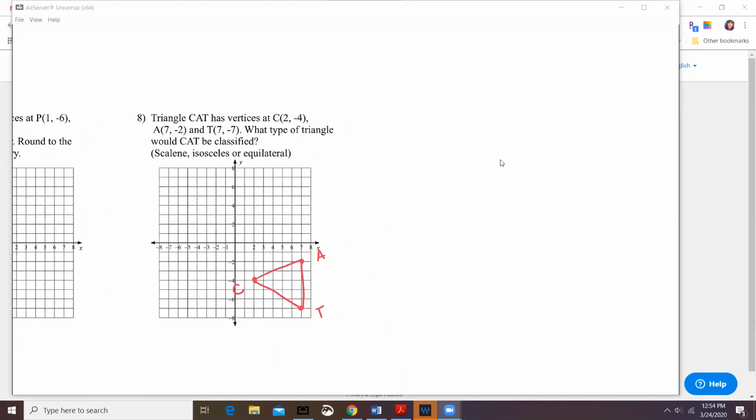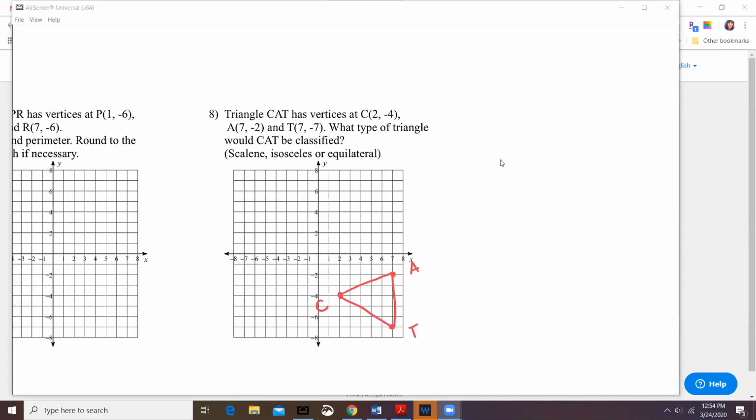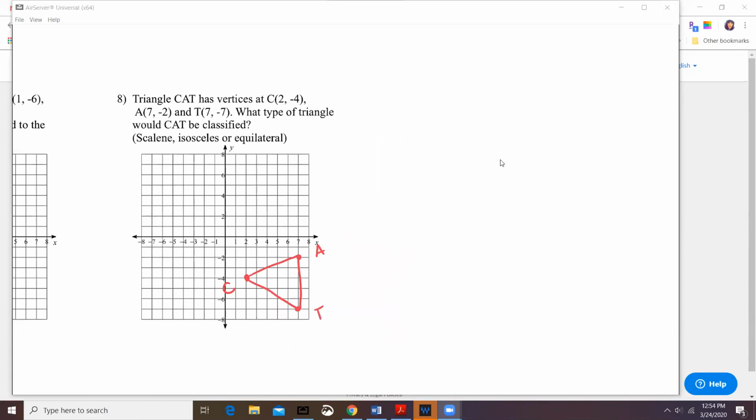Okay. So it says, what type of triangle would this be classified as? If it's asking whether it's scalene, isosceles, or equilateral, then that's referring to the lengths of the sides. Remember, if it's scalene, no sides are equal. Isosceles has 2 equal sides, and equilateral has 3 equal sides. So we want to find the distances between these.